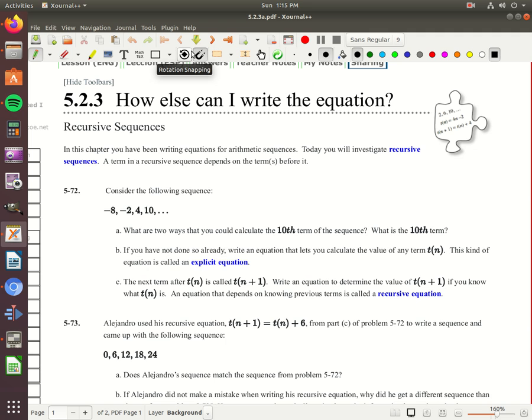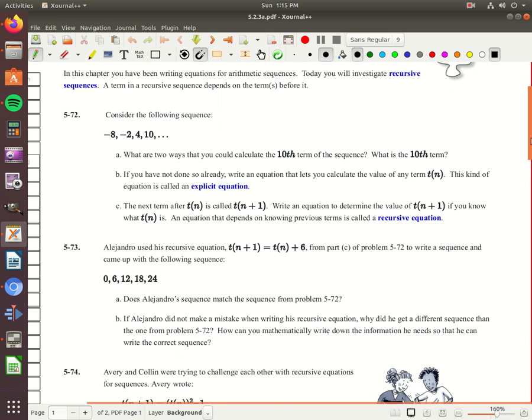In this lesson, we will introduce recursive sequences, which are not as bad as they seem, although they do have a tendency to frustrate a lot of kids. So just stick with it, and we'll see how it goes.